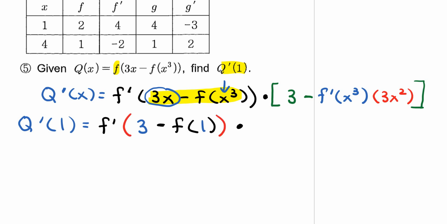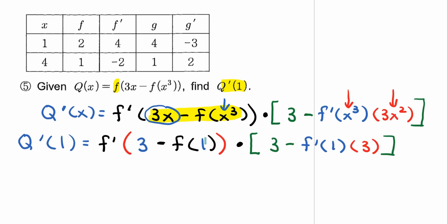And then times, and then let's open up a green bracket here. So 3 minus, now if I plug in a 1 here, that's just going to be f prime of 1. And if I plug in a 1 here, that's going to be 3 times 1, which is going to be 3. And then close that bracket off. Okay, let's see if we can start figuring out some numbers here. So what is f of 1? So here's f, there's 1, so f of 1 is going to be 2 there.